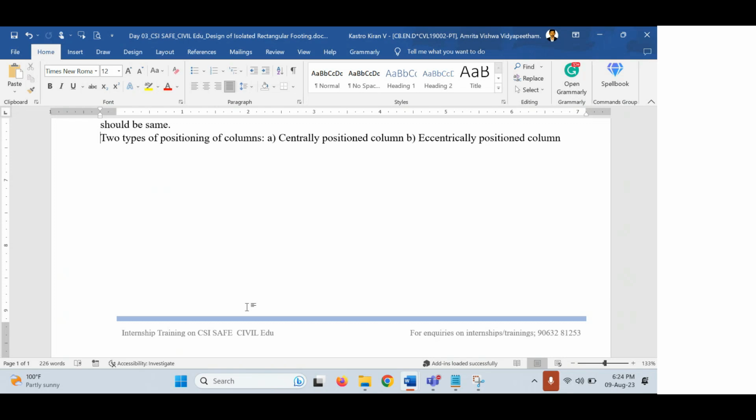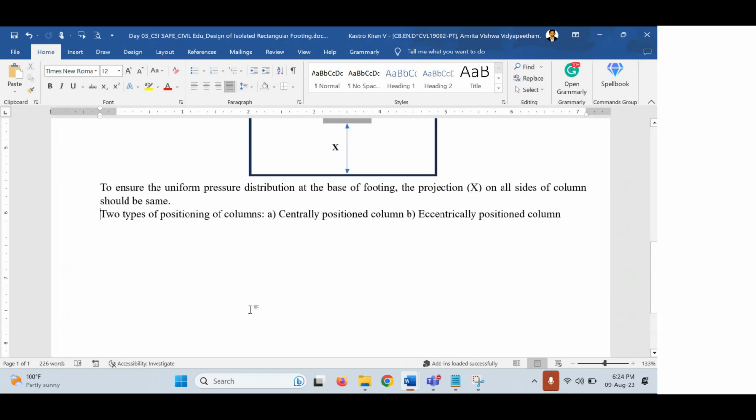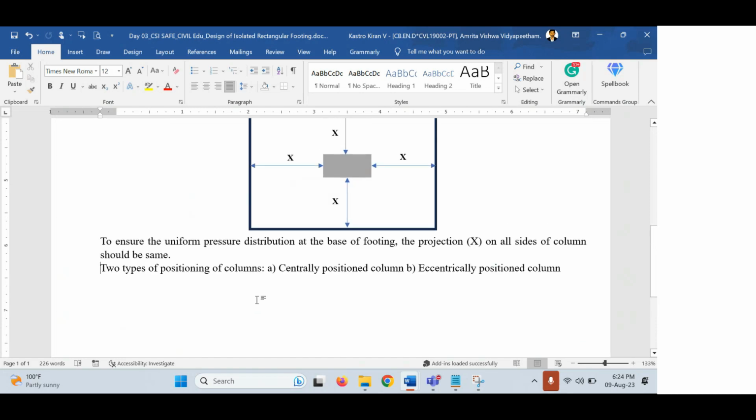So when the column is positioned centrally on the footing, the uniform pressure distribution will happen, and the settlement will also be uniform.